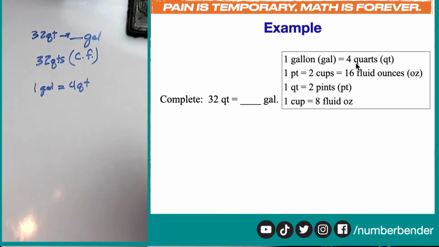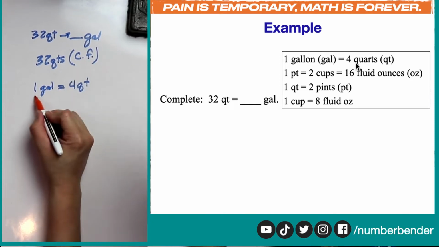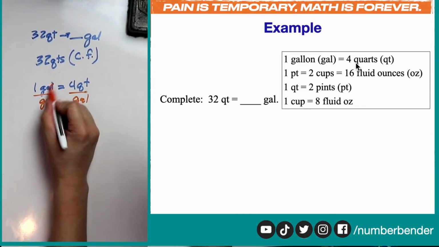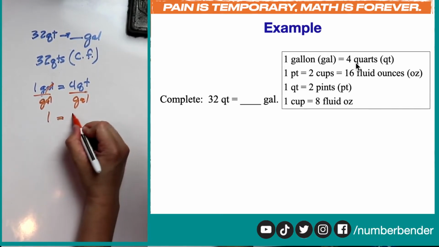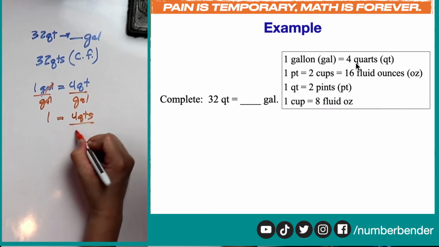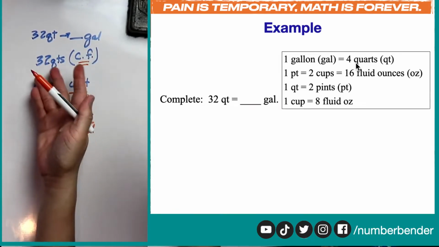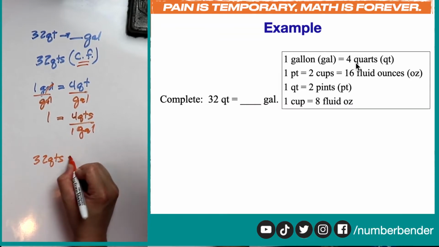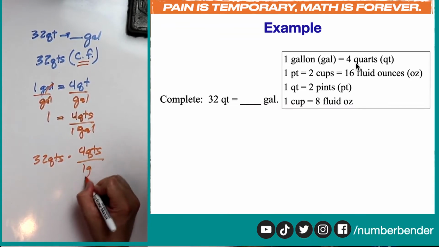And what we need to do is to find our conversion factor by canceling the gallon right here. So we can have 1 unit. This 1 unit of conversion factor is equal to 4 quarts over 1 gallon. And this is what we're going to multiply to our 32 quarts. 4 quarts all over 1 gallon.